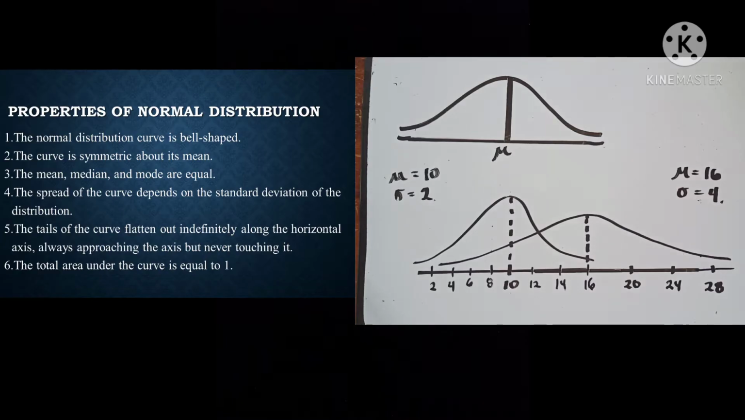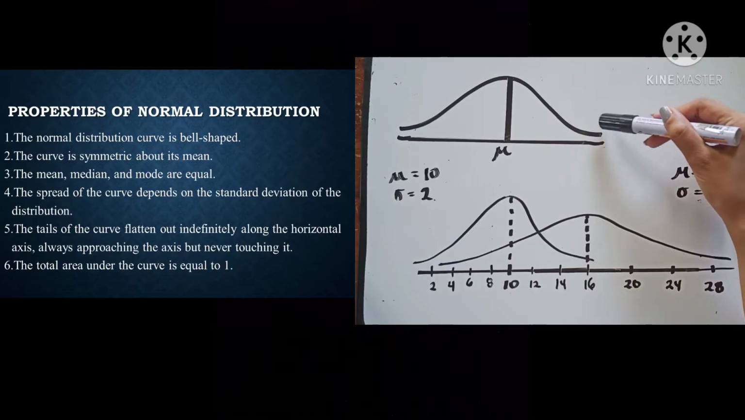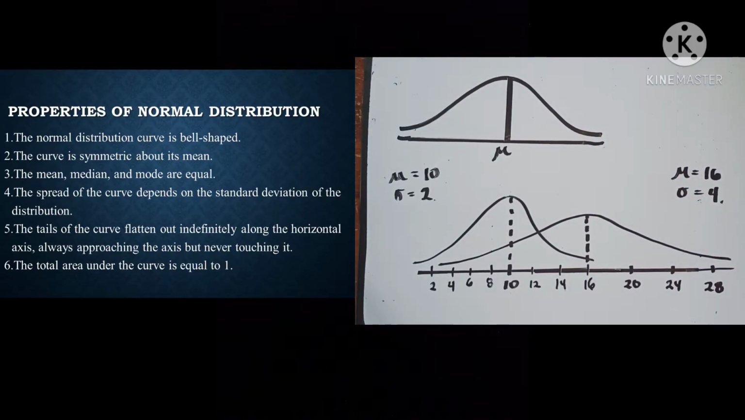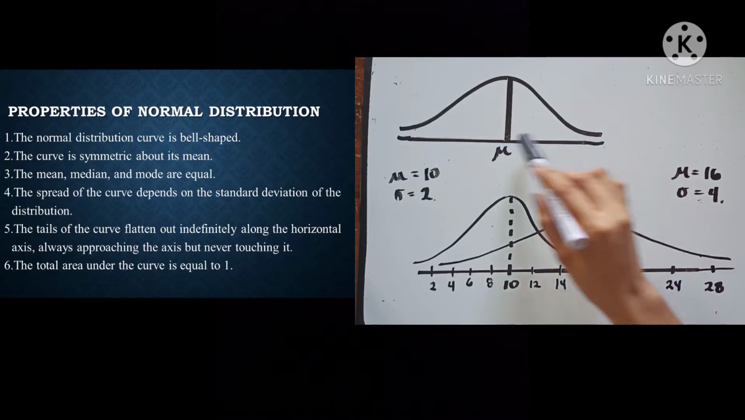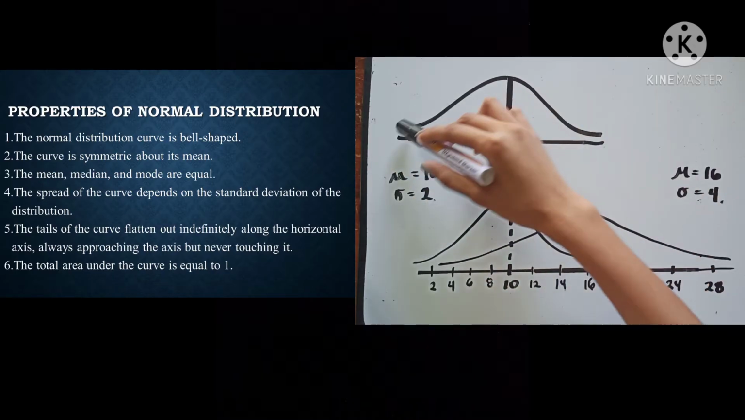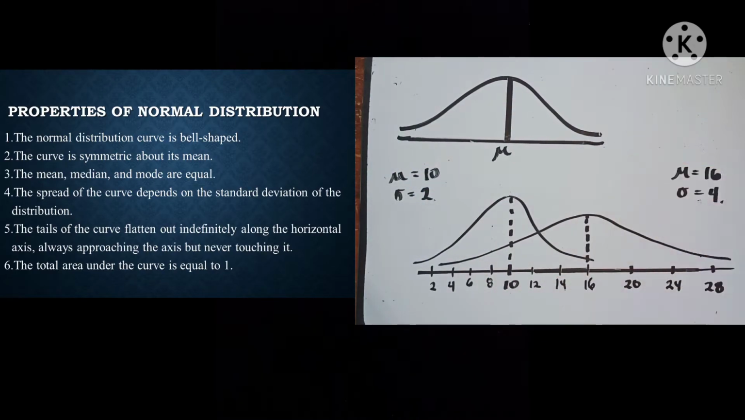And for the fifth property, the tails of the curve flatten out indefinitely along the horizontal axis, always approaching the axis but never touching it. Or just simply, the tails of the curve are asymptotic to the horizontal axis. So, when we say asymptotic, palapit ng palapit pero hindi nagdidikit.